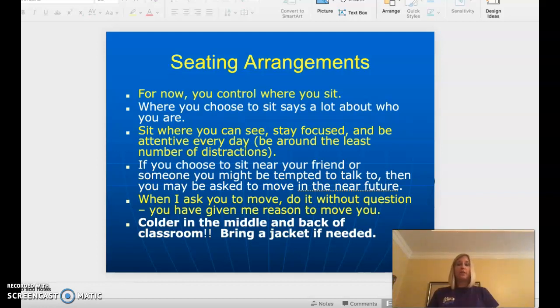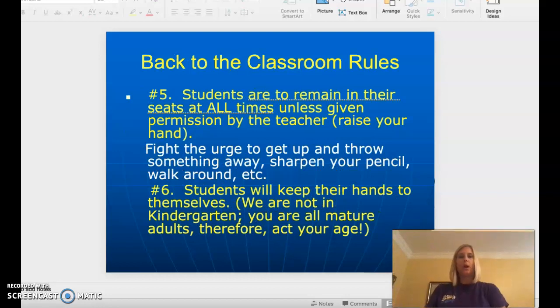If you put yourself in a situation that's going to be too many temptations as far as to talk when you're not supposed to, just know that I will probably be moving you very soon, okay? Because you're begging me to move you. So choose carefully if you are given that privilege. All right, back to the rules.